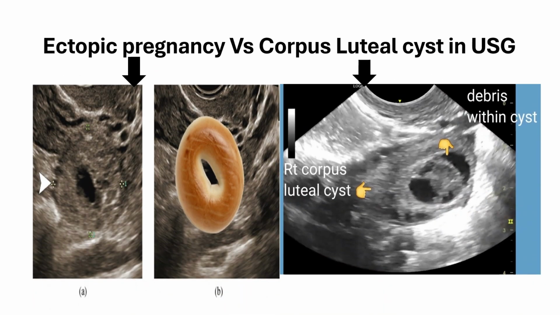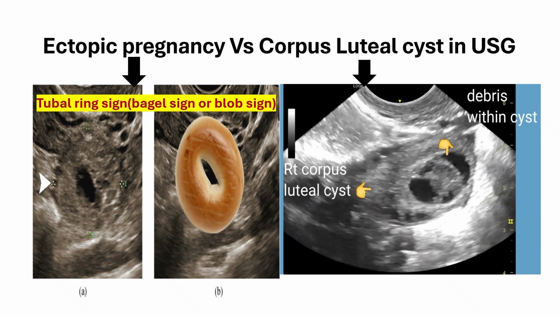The next differentiating point is the tubal ring sign, or bagel sign, or blob sign, as we can see here. In case of ruptured ectopic pregnancy, we can see a very thick-walled complex cystic lesion in the adnexa, and in corpus luteal cyst, internal debris or retracted clot can be seen. So these are the differentiating points.